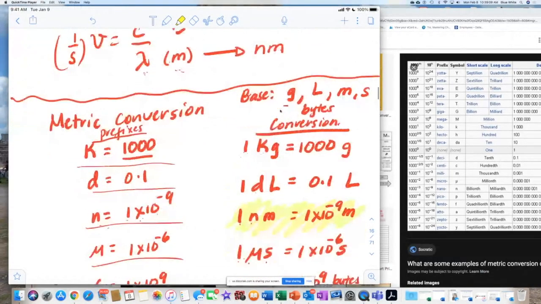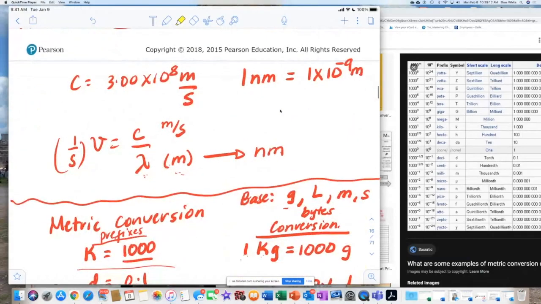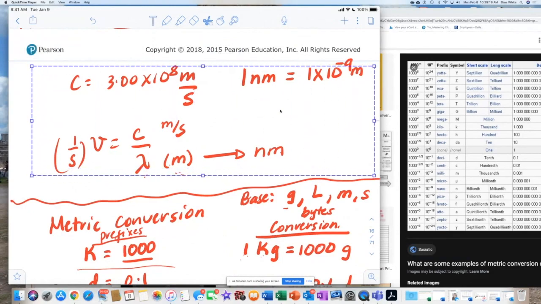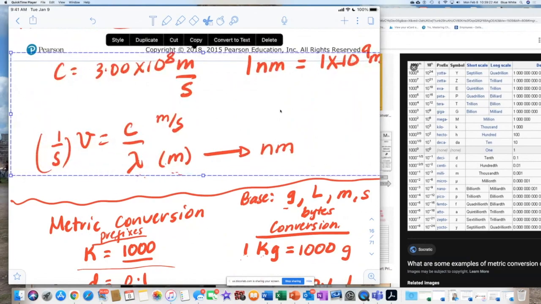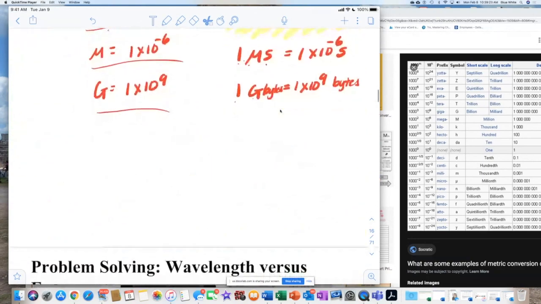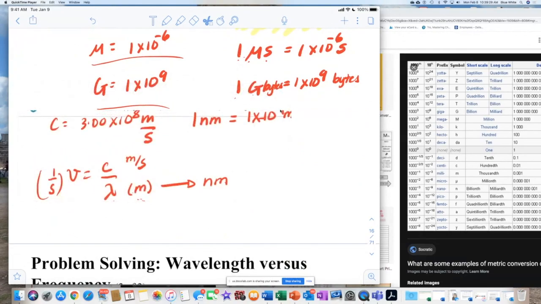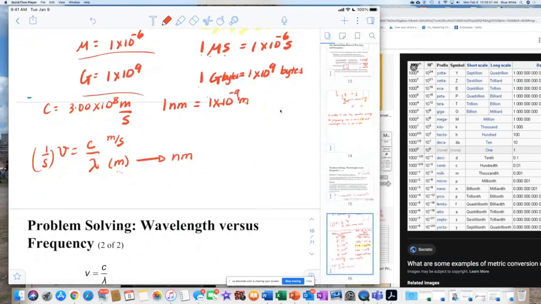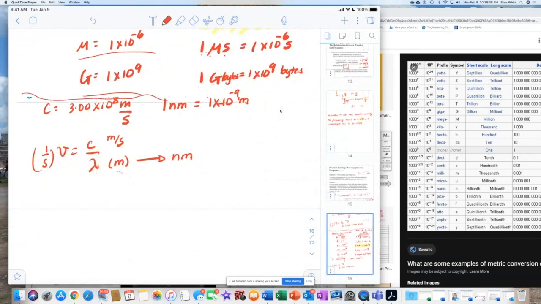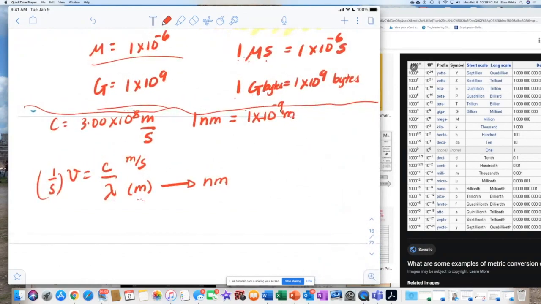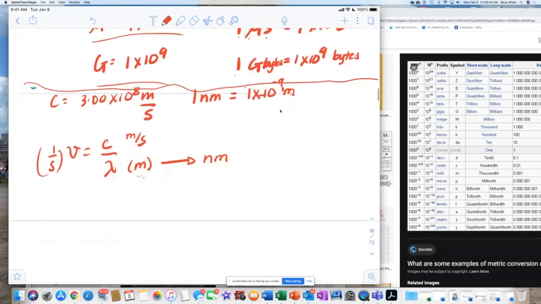Back to this. Let me copy this to the bottom. From here, I have negative 9 meters. I'll add a page, since I wrote too much. Hopefully you see how to get the conversions. So let's do our work.